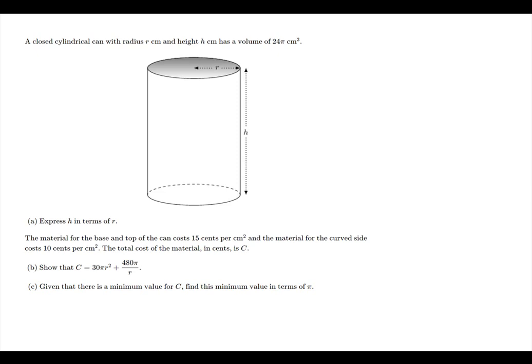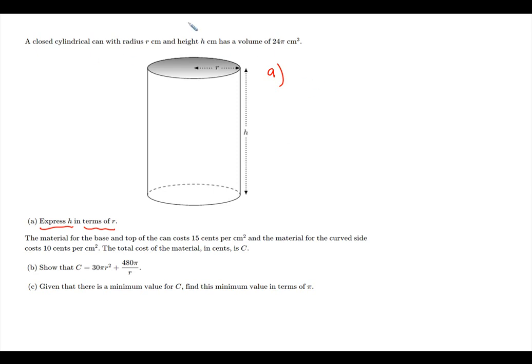All right, so let's review this optimization question. We have a closed cylindrical can with a radius r and height h, and it has a volume of 24 pi. Part A says express h in terms of r.